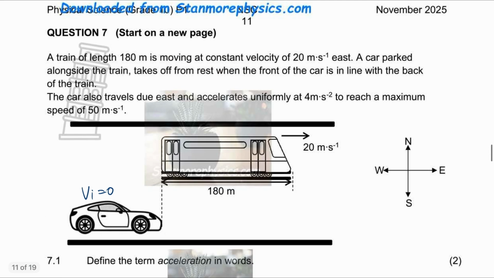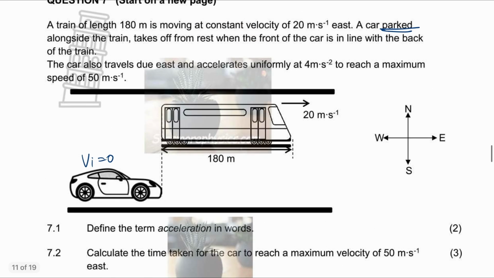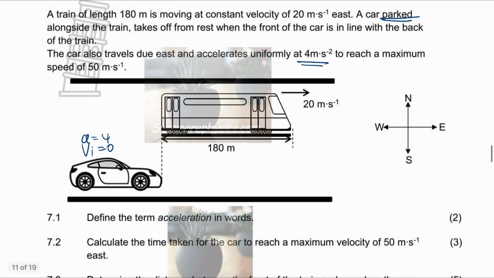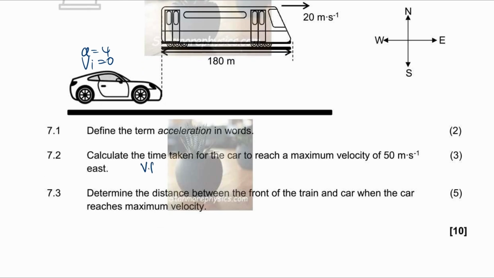They tell us here that a car parked means the initial velocity is 0. They also tell us that the acceleration of the car is equal to 4. So we can use the formula Vf is equal to Vi plus A delta t. They tell us the Vf, so 50 is equal to 0 plus 4 delta t. That means delta t is equal to 12.5 seconds.